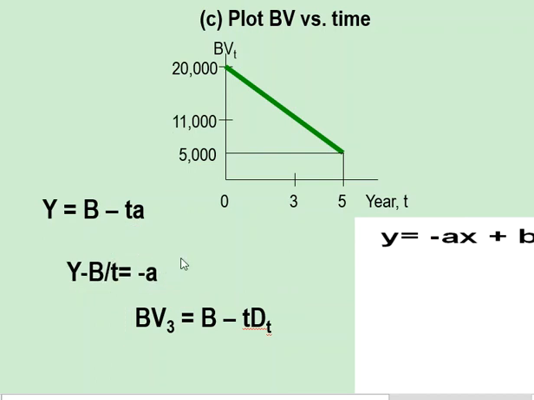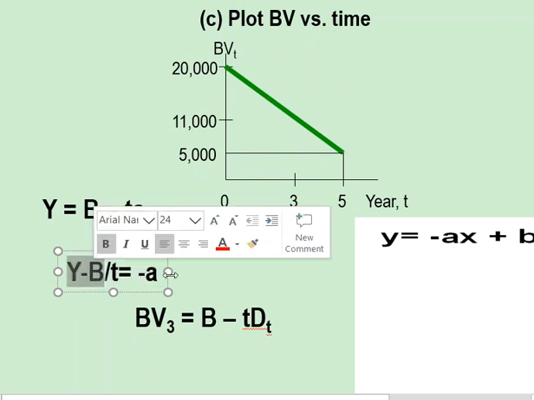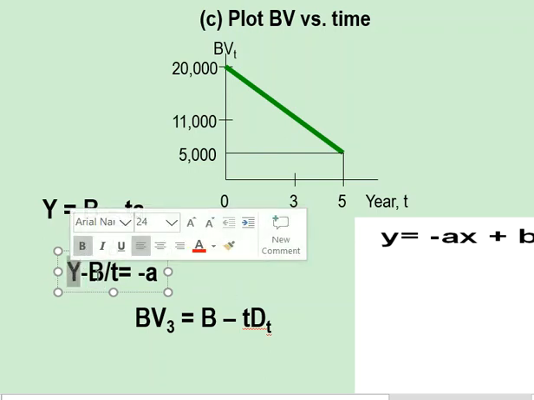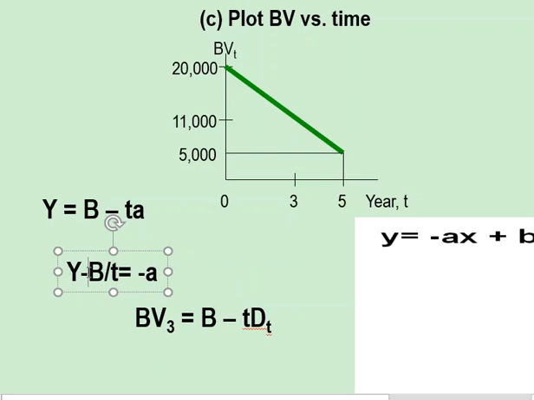So y minus b divided by t will be y minus the book value, I mean the capital B, divided by t. Don't get confused between the b and the minus a. This is the initial cost, and this is our book value. So always book value minus initial cost. That's what I want to get to.